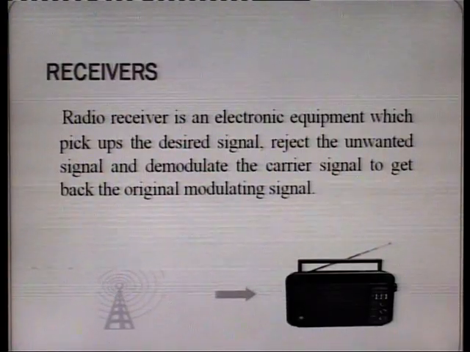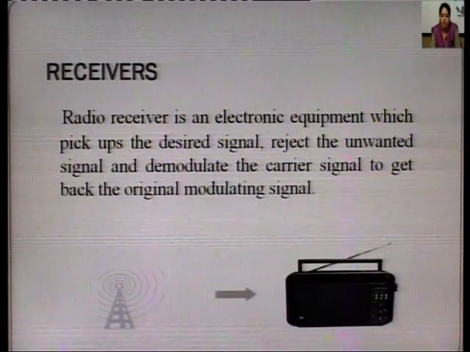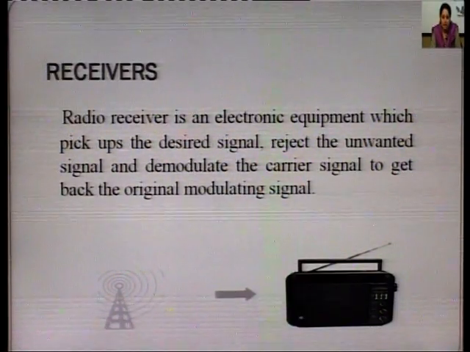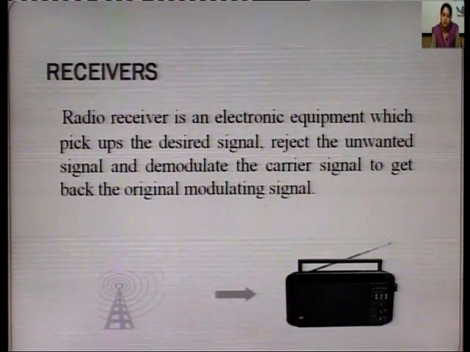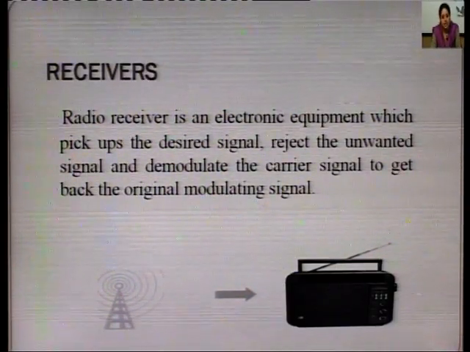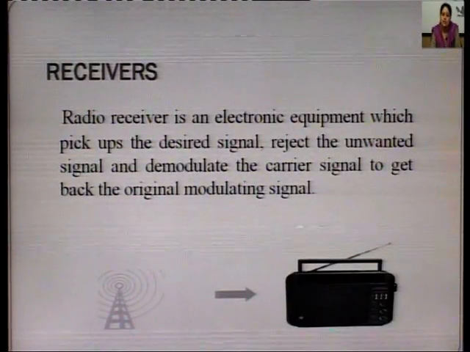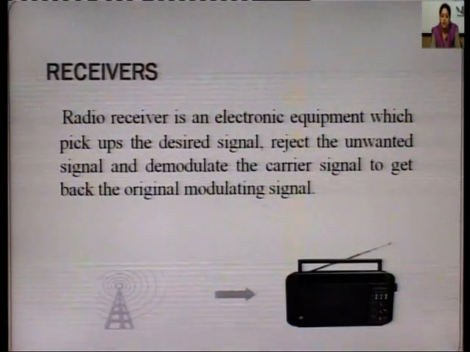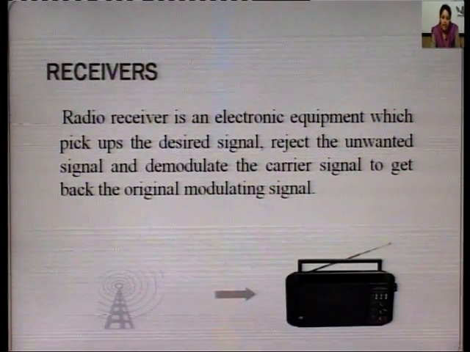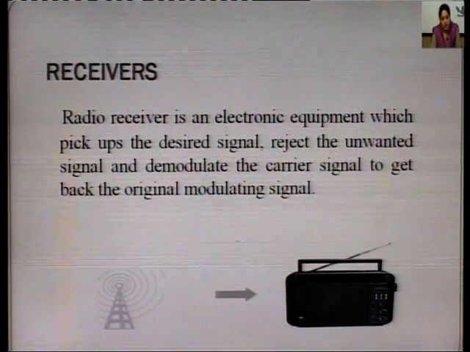Now, coming to the basic statement of a receiver: a receiver is an electronic equipment which picks up the desired signal and rejects the unwanted signal. That is, it selects your desired signal and rejects undesired or unwanted signals that are present in the atmosphere. After the signal has been selected, it demodulates the carrier signal to get back the original modulating signal.